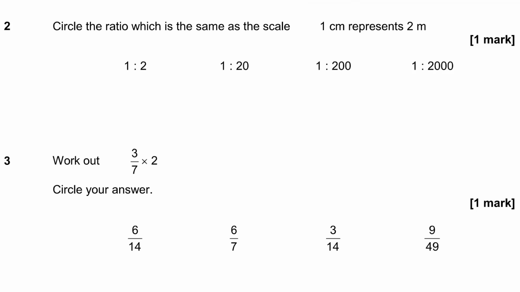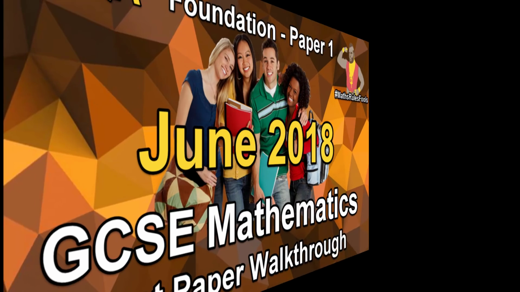Question 2. Circle the ratio which is the same as the scale 1 centimetre represents 2 metres. Now you notice we've got different units here. I've got centimetres and metres, and I happen to know that 100 centimetres is the same thing as 1 metre. So I can rewrite this as 1 centimetre represents 2 times 100, which is 200 centimetres. So the ratio of 1 centimetre to 2 metres is the same thing as 1 centimetre to 200 centimetres. So it's that one there.